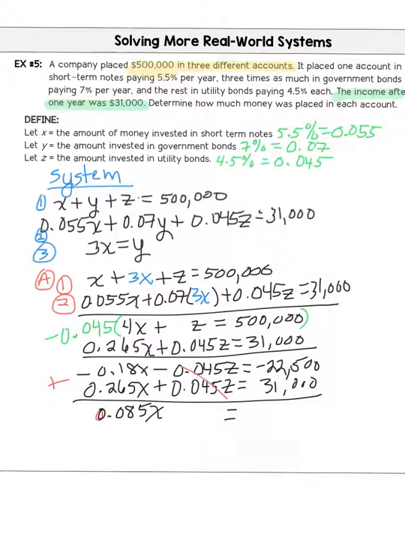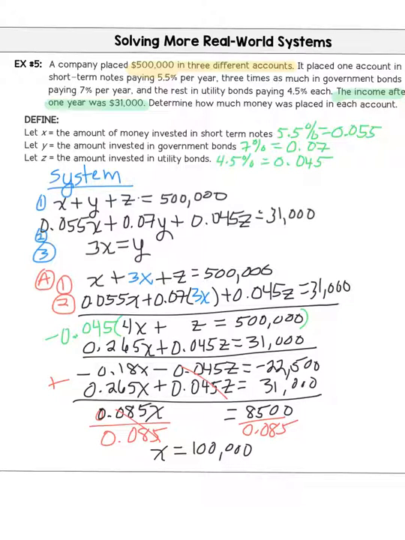x equals, then 31,000 minus 22,500 is going to give us 8,500, and then divide by 0.085, and we get x equals 100,000.